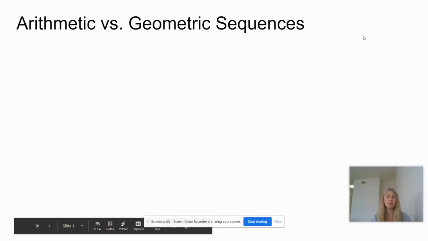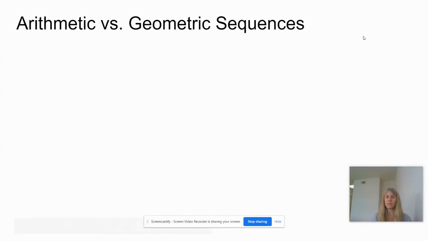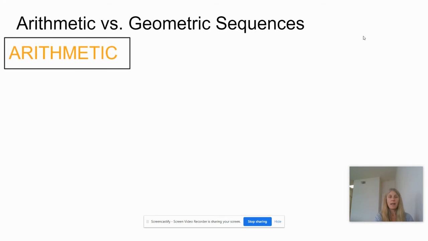Today we're going to be looking at arithmetic versus geometric sequences and see what shapes they form when they are plotted as dots on a coordinate grid. So we're going to go ahead and start with our arithmetic. And what we're looking for when we look at these sequences is we're looking for patterns that are either adding or subtracting. So we've seen these before.